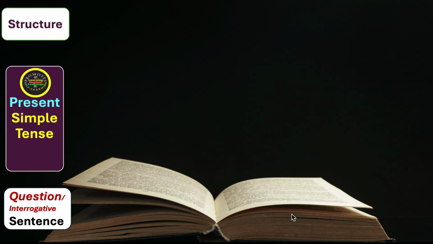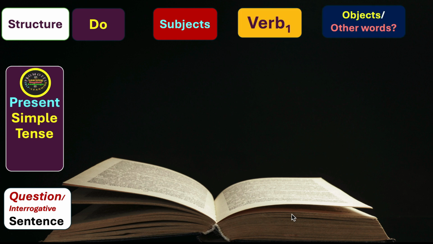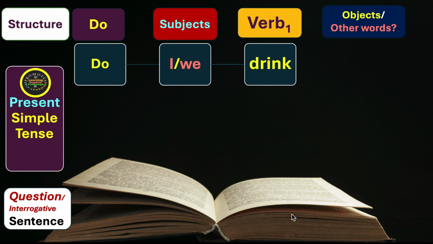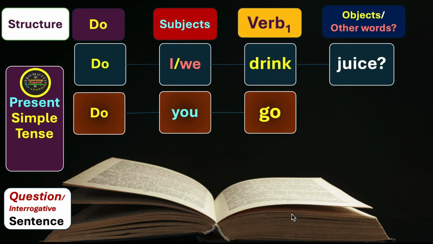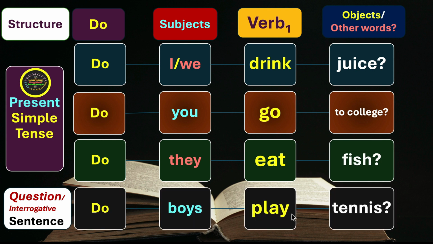We continue our discussion. We have now the structure of present simple tense in question or interrogative form of sentence. In the question form, do in this rule comes first, before the subject. We have subjects, then we have first form of the verb, objects or other words. Like for example, do I, or you can use we, drink juice. Likewise, do you go to college? Do they eat fish? Do boys play tennis? What is to notice is that in the question form of this structure, we use do before the subject. And of course, first form of the verb is usually used in the negative or interrogative form of present simple tense.